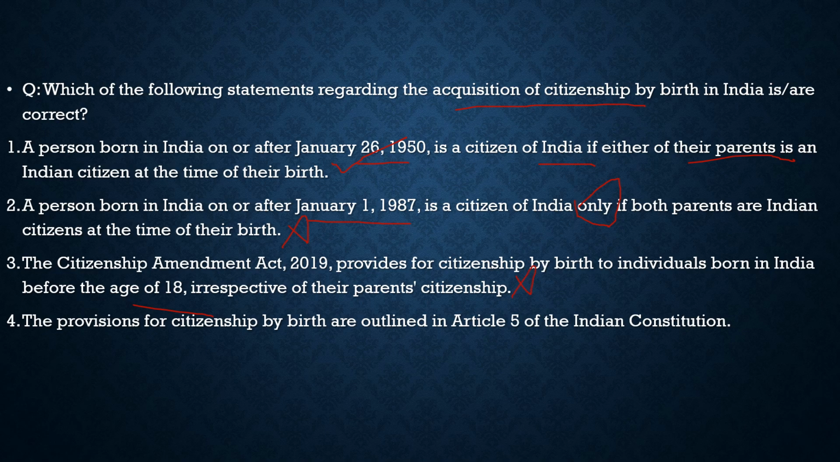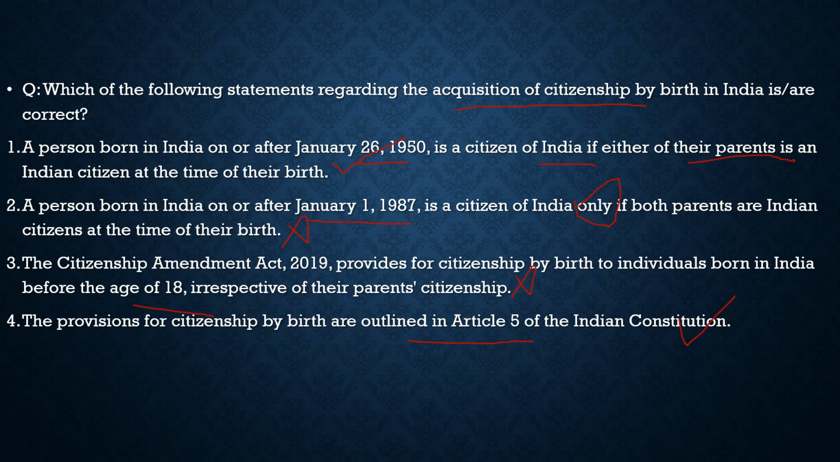Statement 4: the provisions of citizenship by birth are outlined in Article 5 of the Indian Constitution. 100% correct, because Article 5 deals with citizenship at the commencement of the Constitution. Nothing wrong with this statement. So with respect to this question, the correct statements are statement 1 and statement 4 only. With this, I hope you have understood static part 2, and got the basic idea about how a person is a citizen of India by birth.